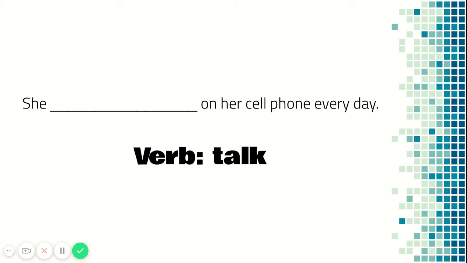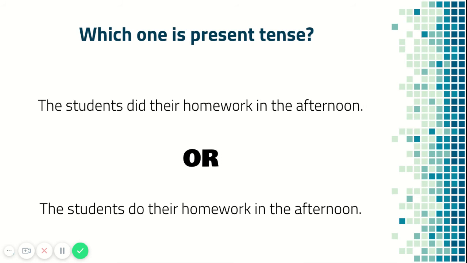So our verb here is talk. We want to make sure that our sentence makes sense here, and we want it to be in present tense, so it's happening now. She talk on her cell phone every day? That doesn't make sense. But if I say she talks on her cell phone every day, it would make sense, okay? She is a singular pronoun.